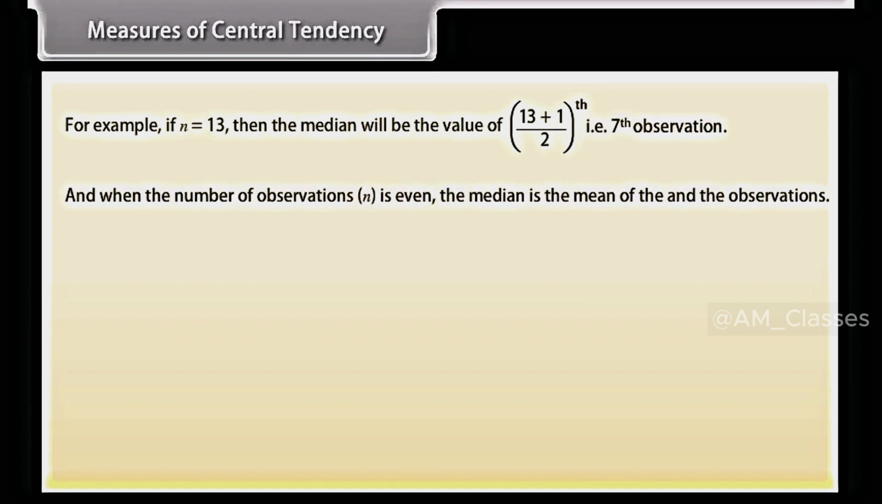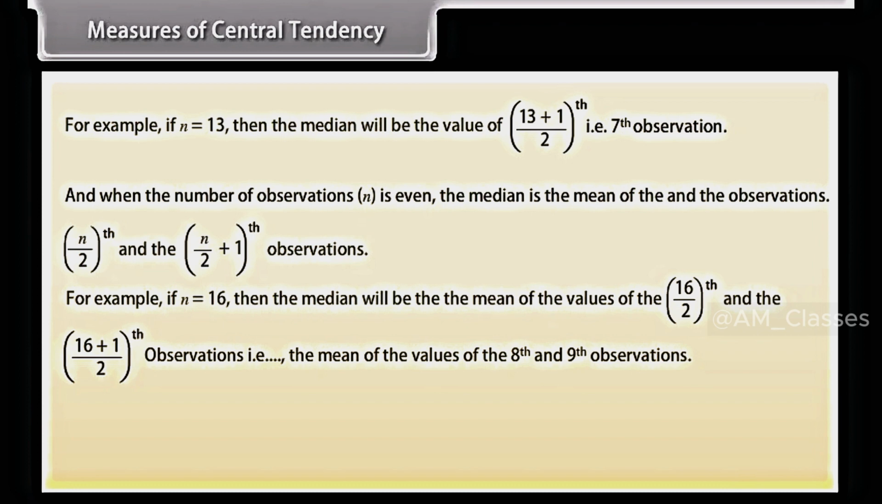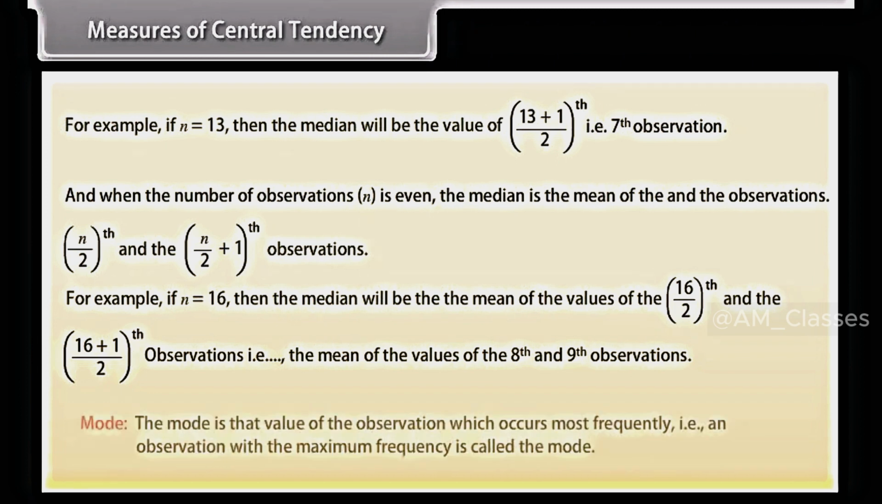And when the number of observations n is even, the median is the mean of the n upon 2th and the n upon 2 plus 1th observations. For example, if n is equal to 16, then the median will be the mean of the values of the 16 upon 2th and 16 upon 2 plus 1th observations, that is, the mean of the values of the 8th and 9th observations. The last one is mode.